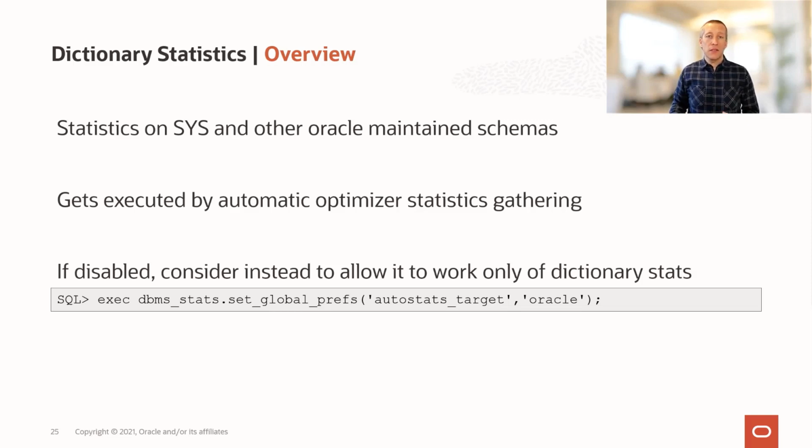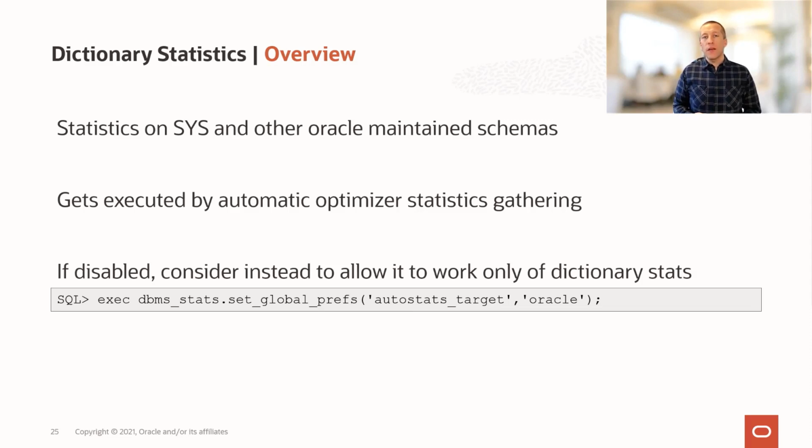Like with any other statistics, the automatic maintenance task will ensure that you have good statistics on your dictionary. However, I know that some of you prefer to disable the automatic maintenance task and gather statistics on your own. If you do that, you can change the automatic maintenance task to only work on the dictionary stats by changing the auto stats target to ORACLE. Then you can still have the maintenance task gather good statistics in your dictionary, and you can maintain other statistics yourself.